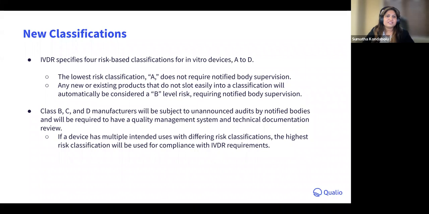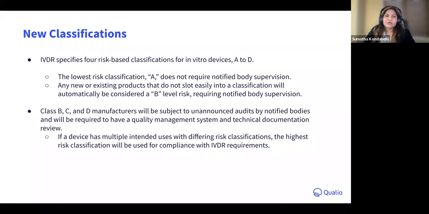So if you see here, the IVDR specifies 4 risk-based classifications for in vitro devices, from Class A to Class D. So the lowest risk classification would be Class A. That means that it does not require notified body supervision. However, you need to make sure that if you already have a previous classification, and now it may have to be reclassified as Class A, then I would suggest that you also reach out to your notified body to make sure that you are aligning with these requirements.